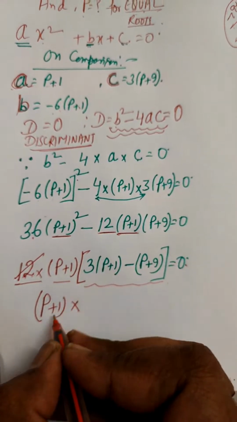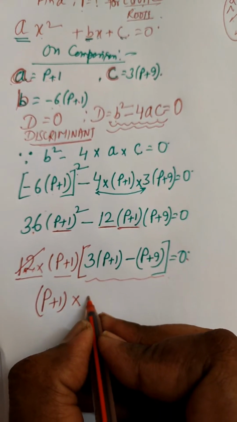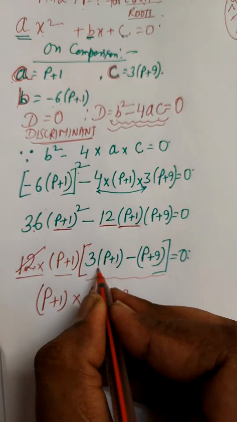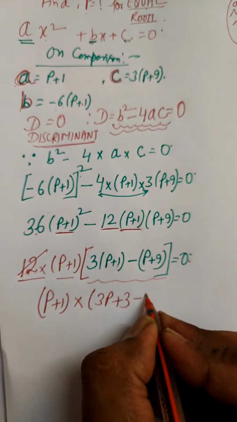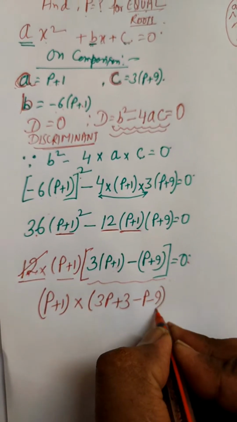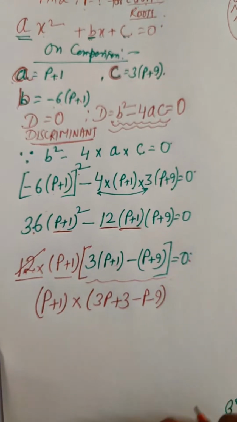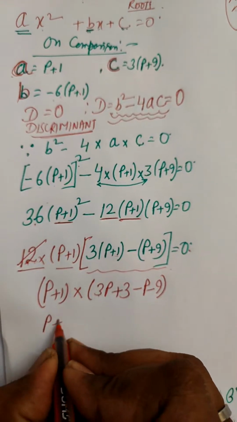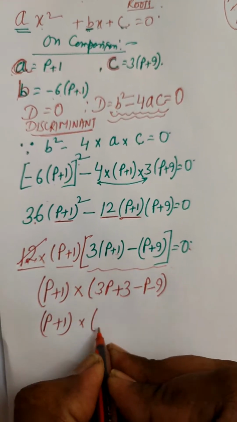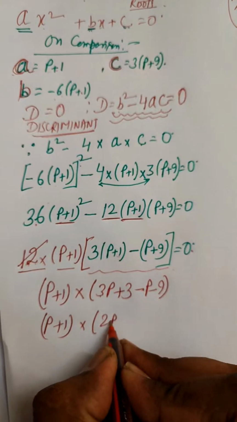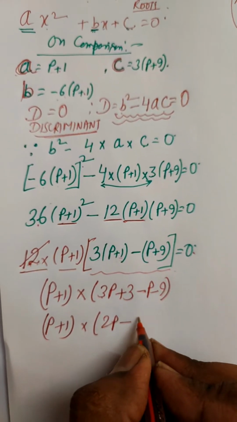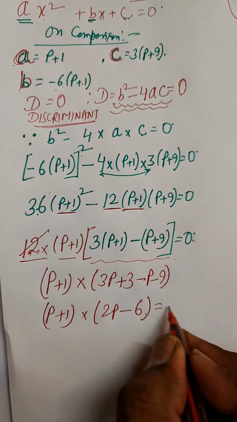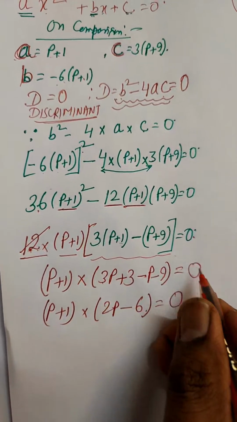So we are left with (p plus 1) into (3p plus 3 minus p minus 9). I'm just expanding the bracket over here, right? So this will give you (p plus 1) multiplied by 3p minus p will be 2p, and 3 minus 9 will be minus 6, right? So this is equated to 0, don't forget it.